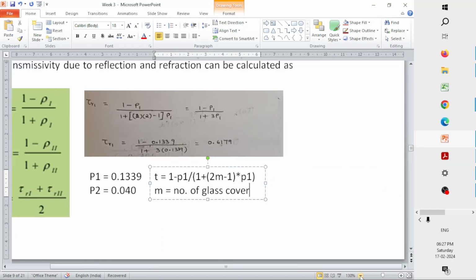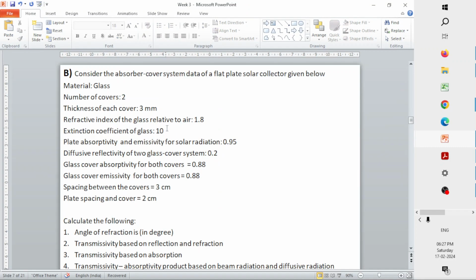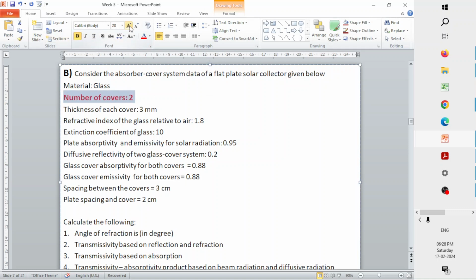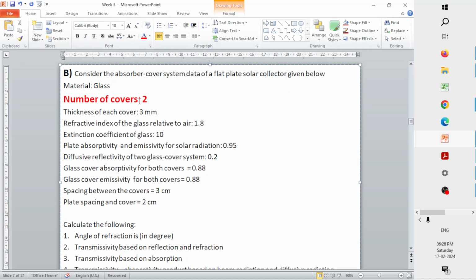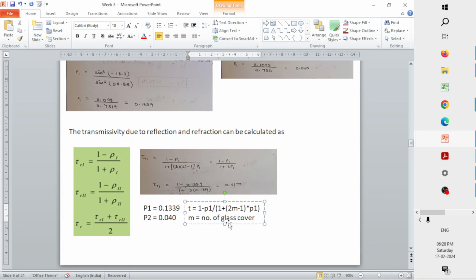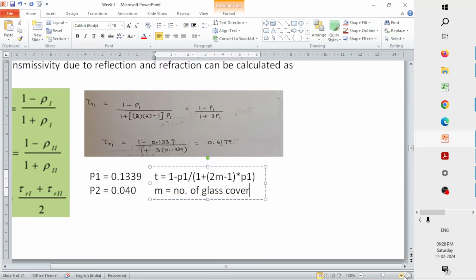Let me zoom out and show the question once again. Here we have written the number of covers is 2. So the light that is going to fall will go through 2 times refraction. m is the number of glass covers. The light has to go through 2 different glass plates, so for us m is 2 here.